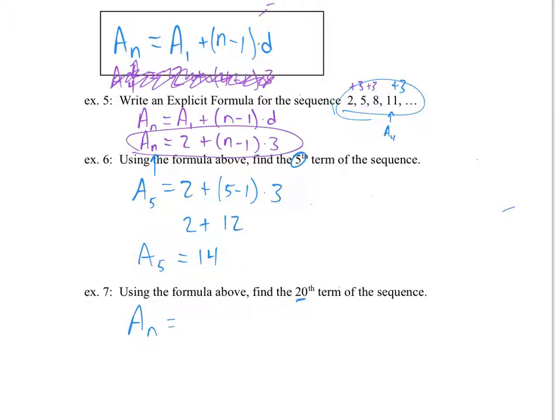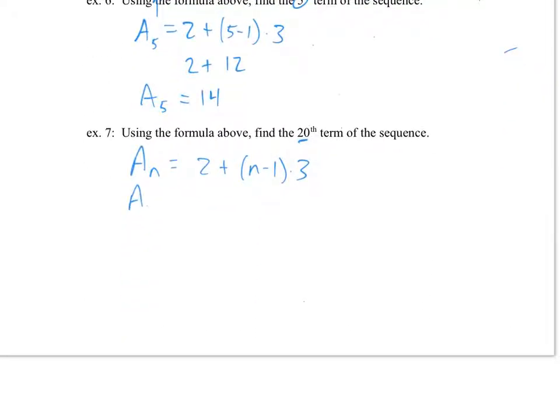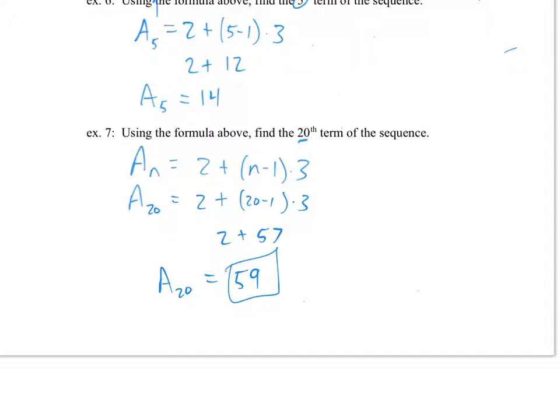So our formula was a sub n equals 2 plus n minus 1 times 3. So if I want to find the 20th term, that's the same as saying I want to find a sub 20, which is 2 plus 20 minus 1, or 19, times 3. So 19 times 3 is 57, I believe. So 57 plus 2, so 59. So my 20th term is 59. Does it make sense? Any questions we should go through together?